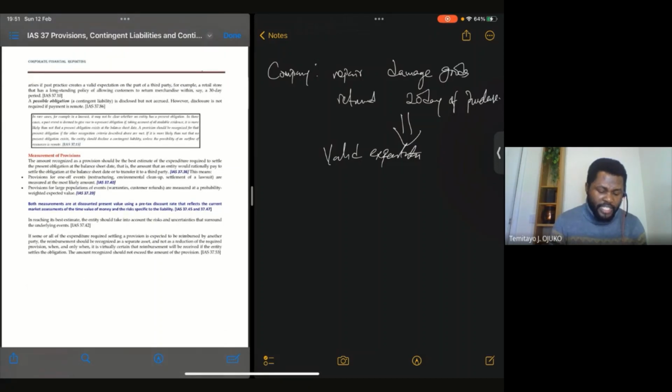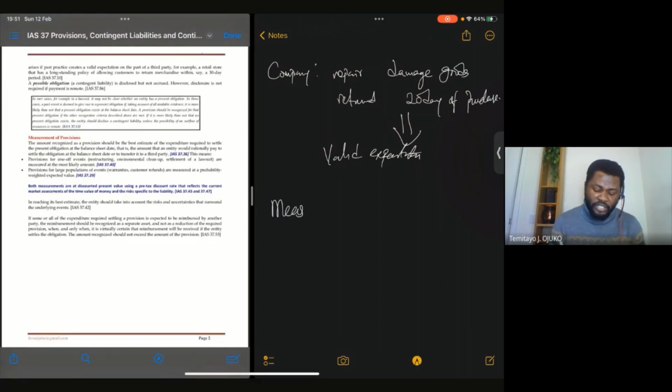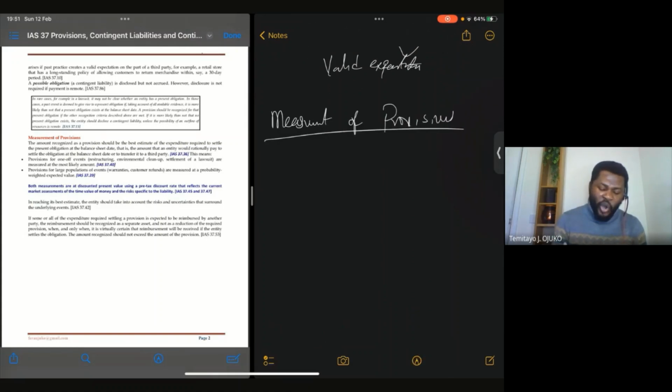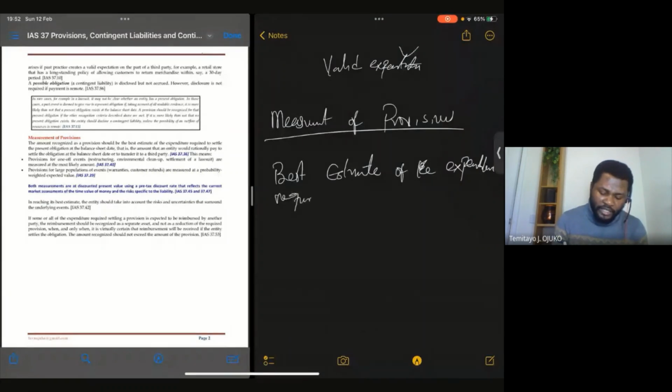Now let me just quickly mention something on measurement of provision. So please take note. Measurement of provision should be based on best estimates. Provision should be based on best estimate of the expenditure required to settle the present obligation. Please take note. Best estimate. Don't forget, these are estimates, right?